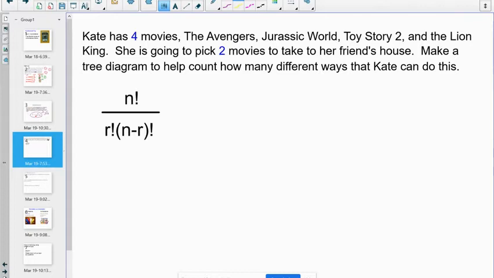Okay, so let's say Kate has 4 movies: Avengers, Jurassic World, Toy Story 2, and Lion King. So she's going to pick 2 movies. So we're going to go back to what we did for our permutations and draw our 2 different space values. So our first movie, our second movie. If there's 4 total movies, we can have 4 movies to pick from for that first spot. If this is going to be our permutation again. And then there's 3 for that second one, because if we already picked, let's say we picked Avengers, we only have 3 to choose from if we already picked Avengers.